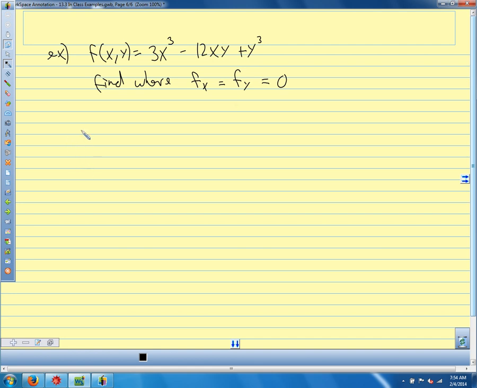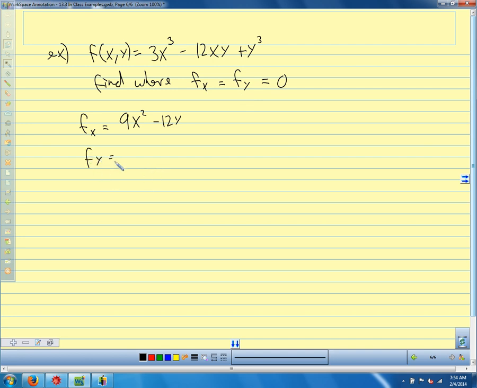So let's calculate our partial derivatives. Partial derivative with respect to x. What are we going to get? 9x squared. We're going to take the derivative of this with respect to x, and we get minus 12y. Derivative of this with respect to x? 0. Constant, so it's 0. F sub y, partial with respect to y. Take the derivative, that's a 0. We get a minus 12x plus 3y squared.